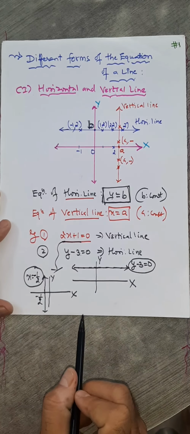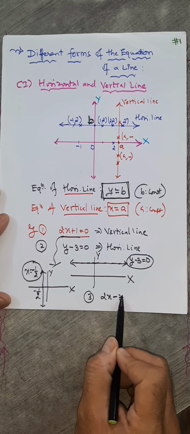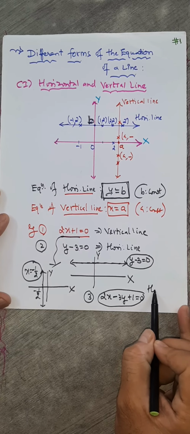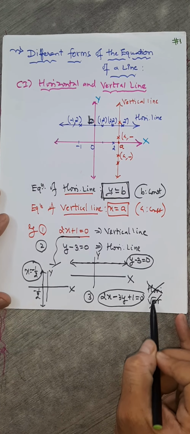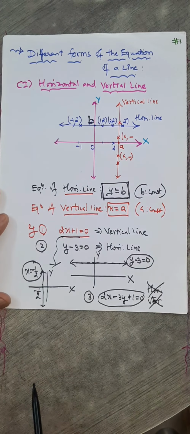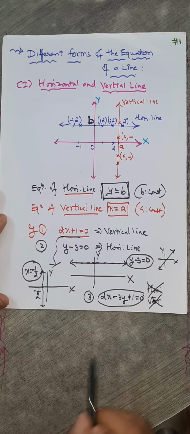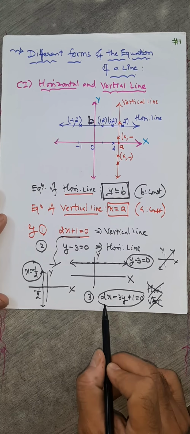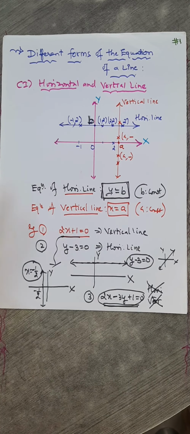If I ask you whether this is horizontal or vertical, no, if I write such an equation, here both variables are present. So this is neither horizontal nor vertical. It might be making some acute angle like this, maybe like this, for example. Neither parallel to x-axis nor parallel to y-axis, because both variables are present. Clear? Okay, so this is the first form.